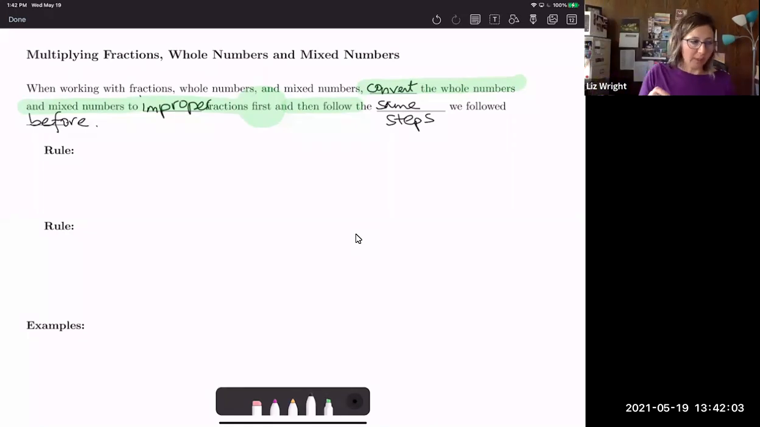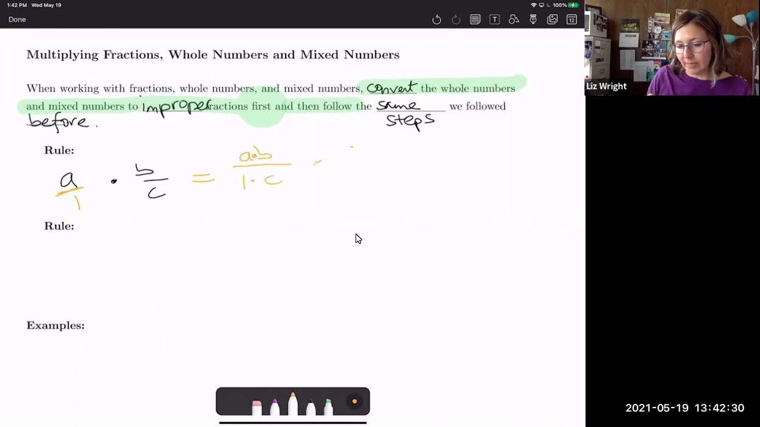All right, so here's our rule. If we have a whole number, which is just going to be A, and then we're going to multiply it by B over C, what we first want to do is convert this into an improper fraction. Well, how do we do that? We just put it over 1. So we put it over 1 and multiply straight across. And so this one would be A times B all over 1 times C, which gives us AB over C.